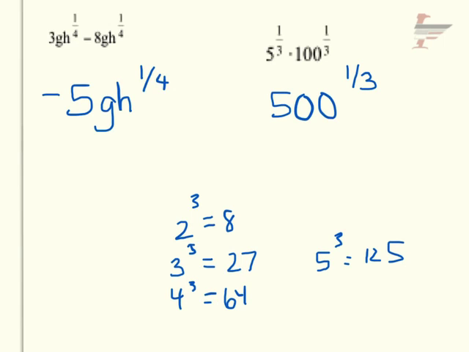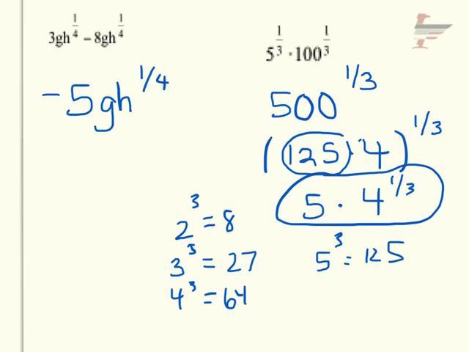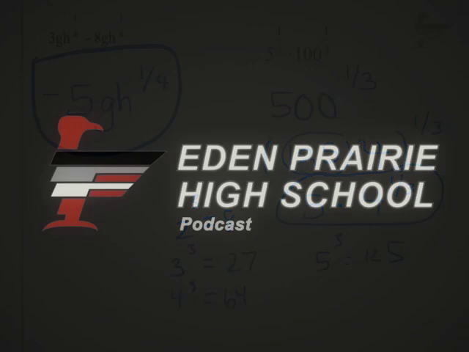and I'll stop there because I know that 125 goes into 500, so that's really 125 times 4, all still to the 1/3. And now I know that the third root of 125 is 5, so this is really 5 times 4 to the 1/3, and I don't know the third root of 4, and that's as far as you can take it.